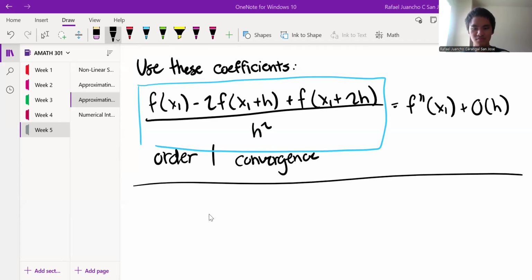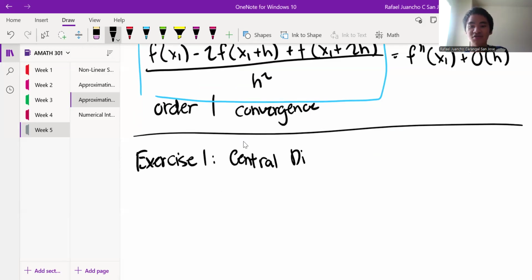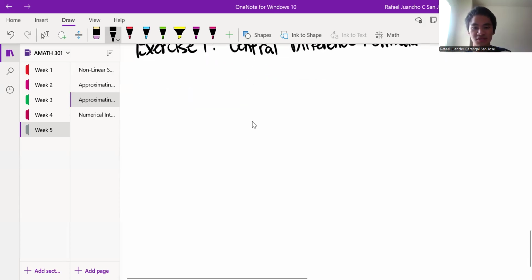So here, I'm gonna hop straight into exercises. So here we're gonna focus on the formula, mostly that formula using central difference. So we're gonna focus more on this central difference formula, the one I just highlighted basically. So what in the world is this?